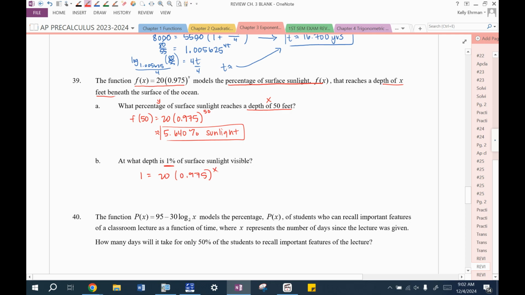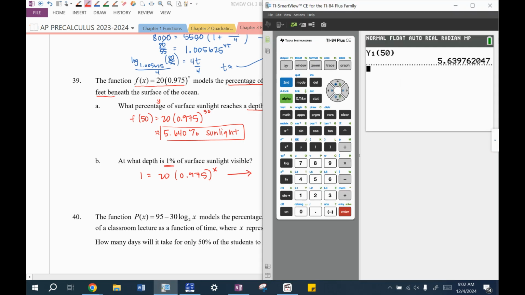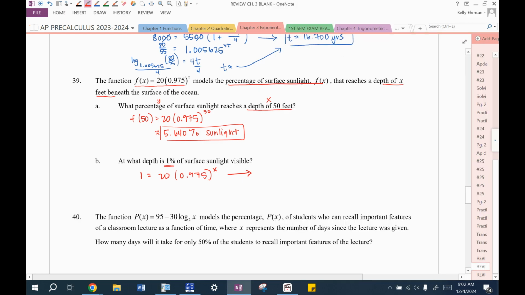And trying to solve for x. And again, I would just use the calculator to solve for this. So it's already in my y equals. I'm going to put a 1 down here. And then use what you have. We had to type in 50 just to get it down to 5%.